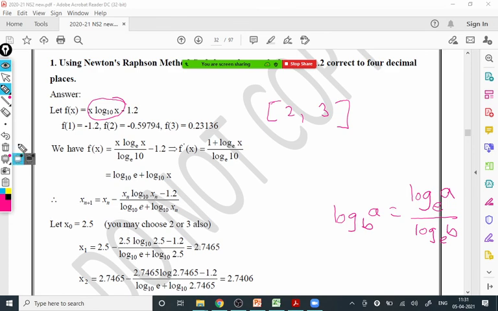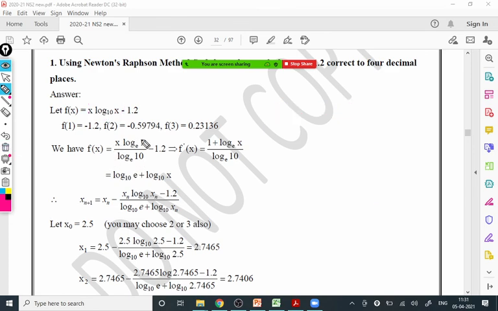So here I will write this f of x this way: f of x equal to x log x upon log 10 minus 1.2. Is it correct? Now e is not necessary to write. Whenever you are not writing the base, it is the e base only, so it is natural log. Even if you write e or if you don't write it, both are correct. This is our f of x. First thing we got f of x.